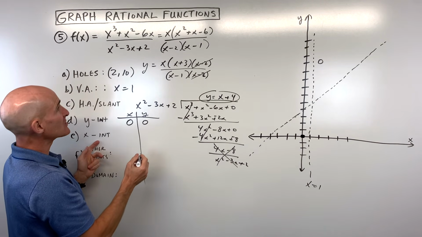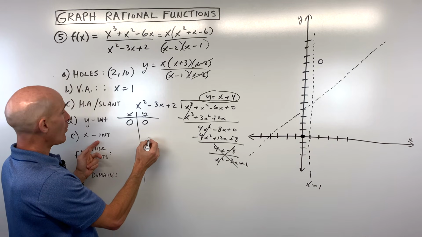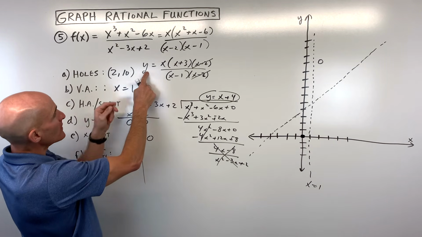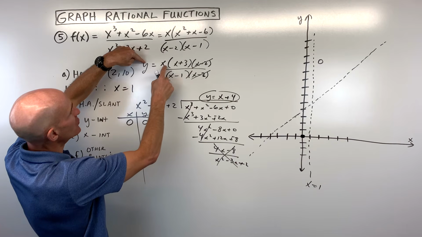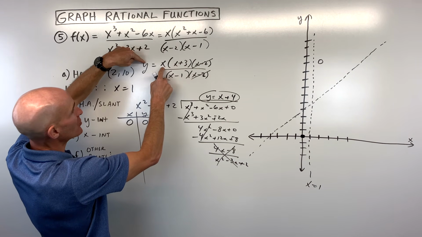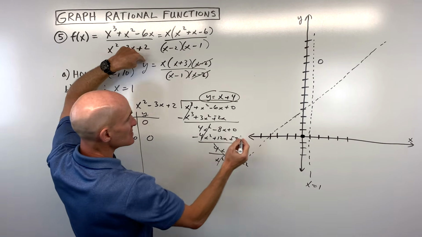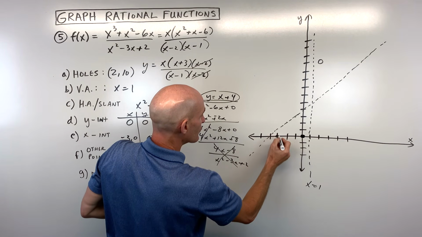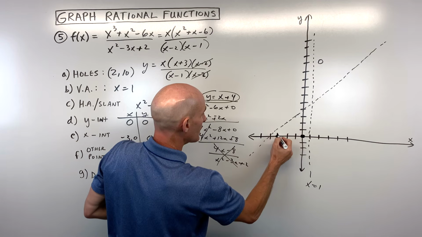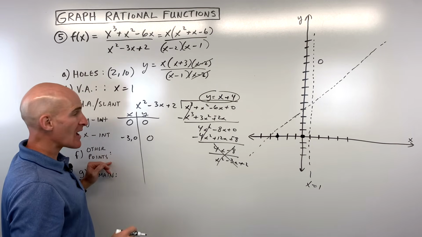If I want to find the x-intercept, I set the y equal to 0. Now the only way that y is going to equal 0 here is if the numerator's factors are 0. So that would occur at 0 and negative 3. So that means it's going to cross at 0 and negative 3. Okay, right here. And then let's plot some additional points.